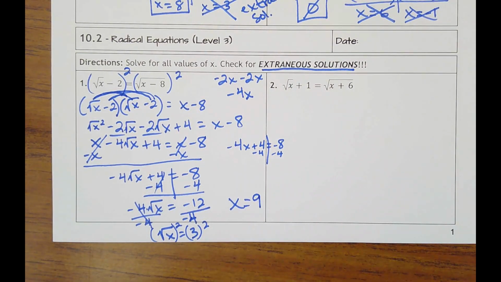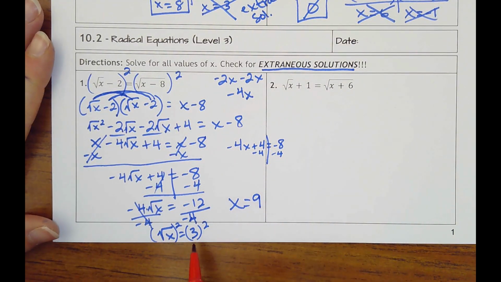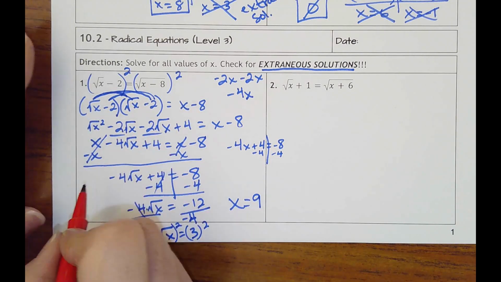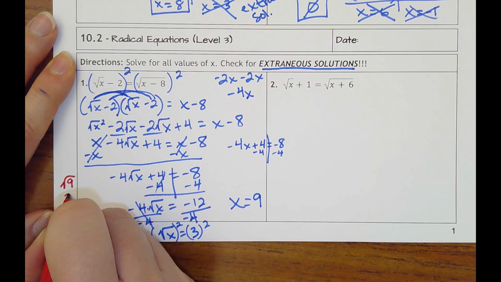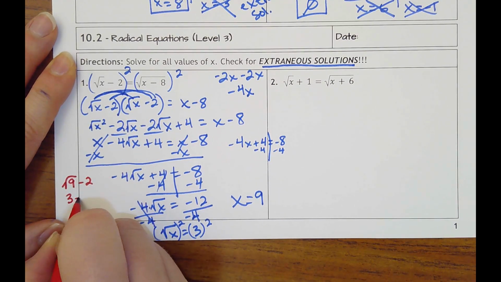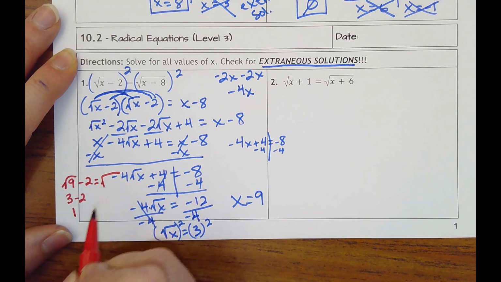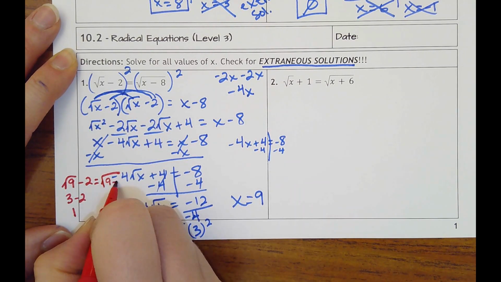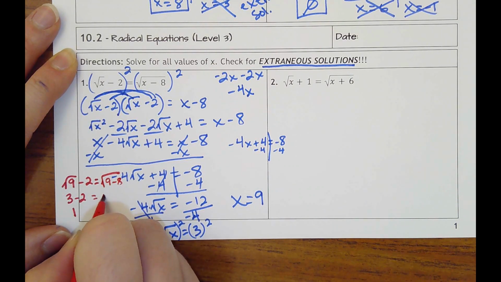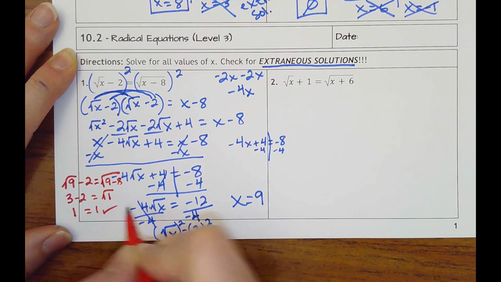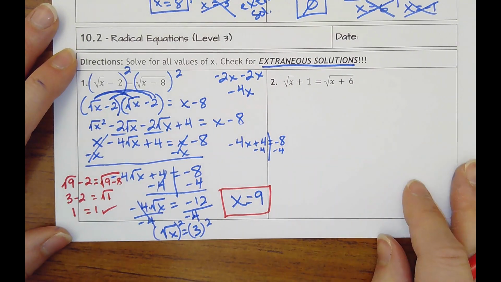Okay, to check this one, I would rather just do it by hand. So I'm plugging in 9 here. Square root of 9 is 3, minus 2 is 1 on that side. And then this side would be the square root of 9 minus 8, which is 1, and the square root of 1 is 1. So that checks out. So this is my answer.